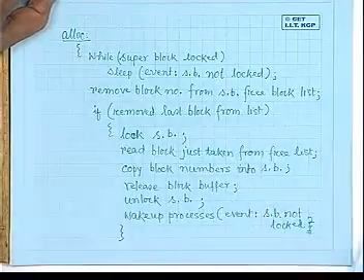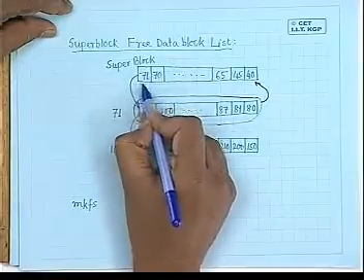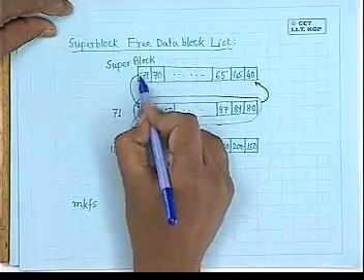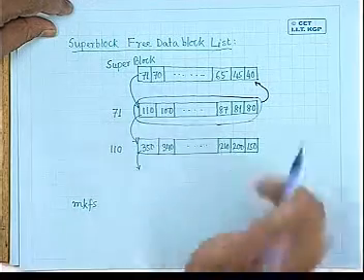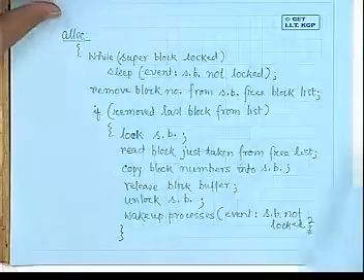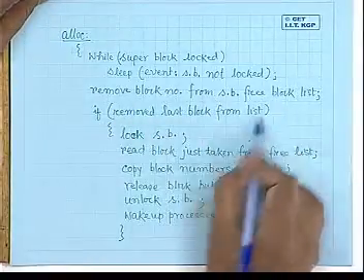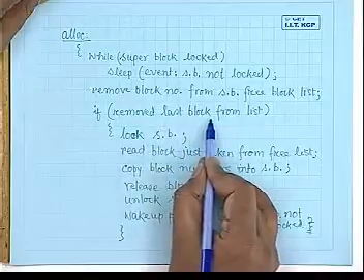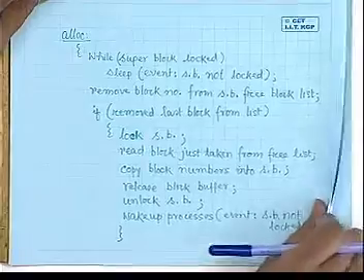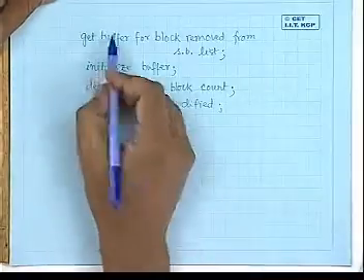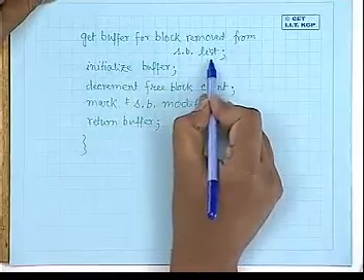When you remove the block number from the super block free list, if that is not the last block number, and in this case the last block number is 71, then it can be readily given to the requesting process. So after removing the block number from the super block free list, if the removed block is not the last block in the list, you directly come here, and you have to get a buffer for the block that has been removed from the super block list.